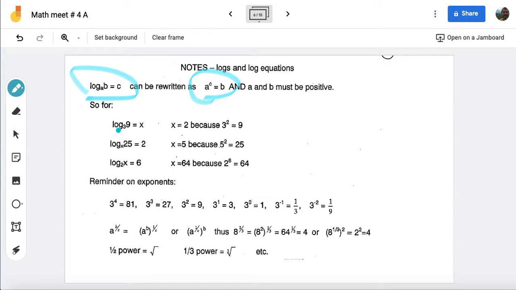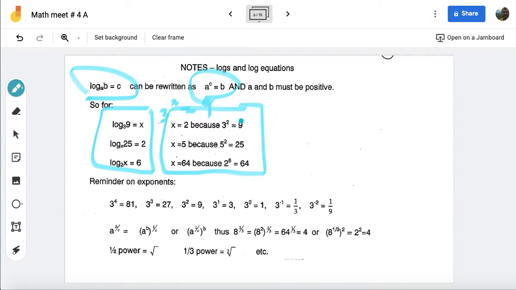So for example, log base 3 of 9 equals x is saying, what does x have to be for 3 to the x to equal 9? That's why x is 2. Over here, x squared equals 5, so x could be 5. The base can never be negative. 2 to the 6 equals x, so x is 64. So here's 3 different places to put x and the 3 different values of x.